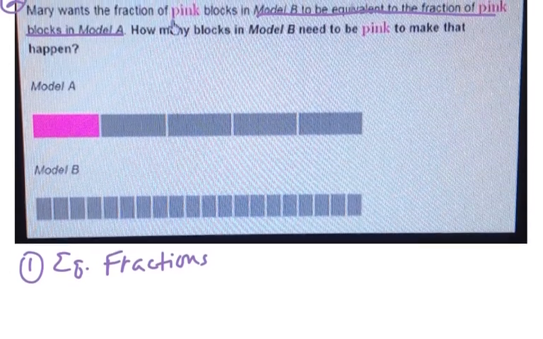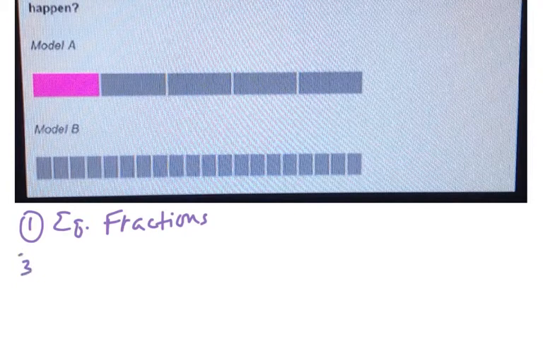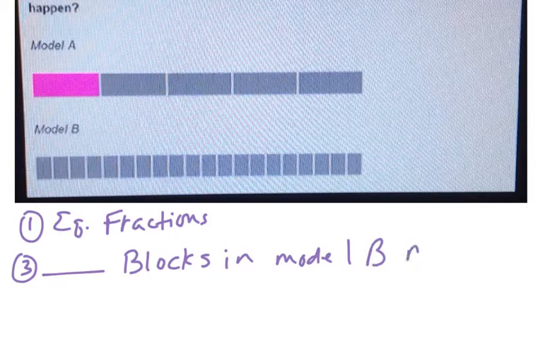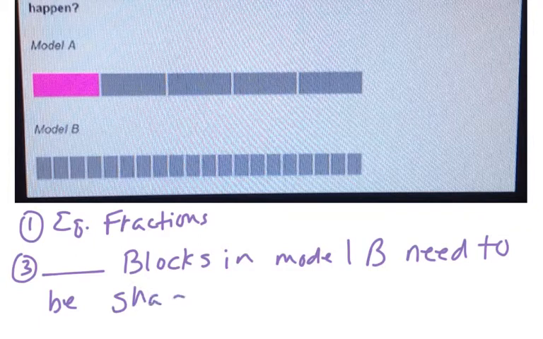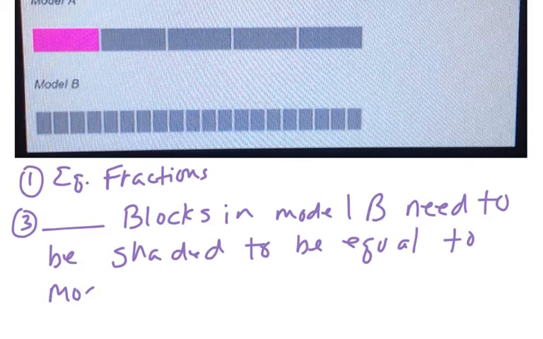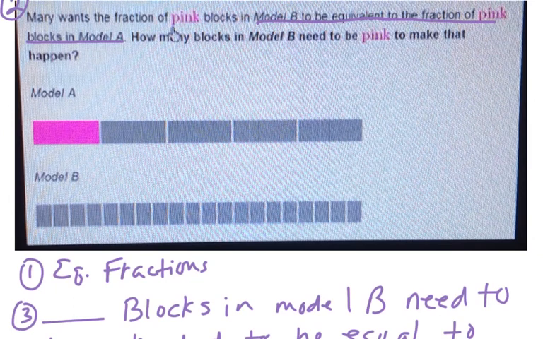Now, number 3: blank blocks in model B need to be shaded to be equal to model A. So I'll be able to do pretty much all of my work right here on this problem.